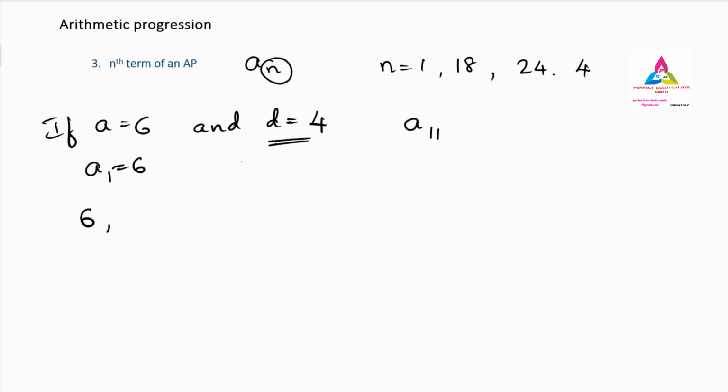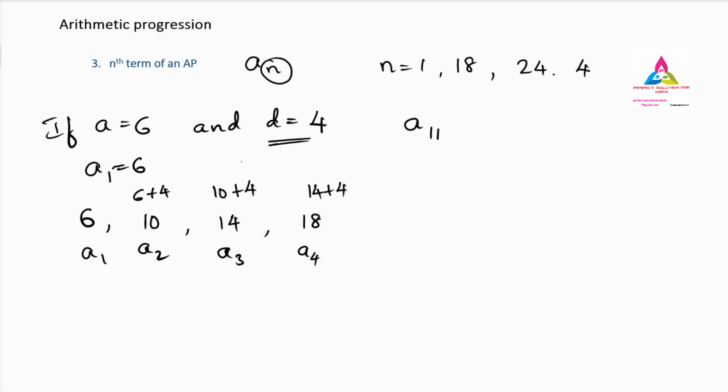The second term we can find: we have 6, and if you add 4 to that, we get the second term, that is a2. Similarly for this 10, if you add 4 again, we get the third term. Similarly 14, for that we add 4 again, that is 18, that is our fourth term.